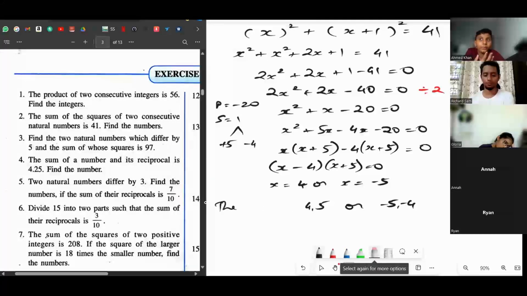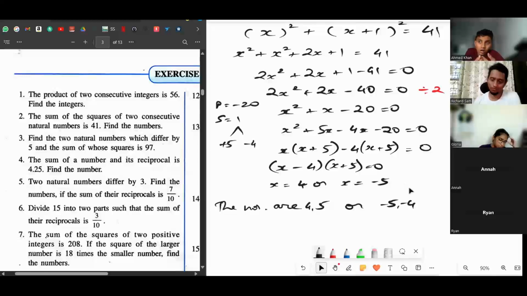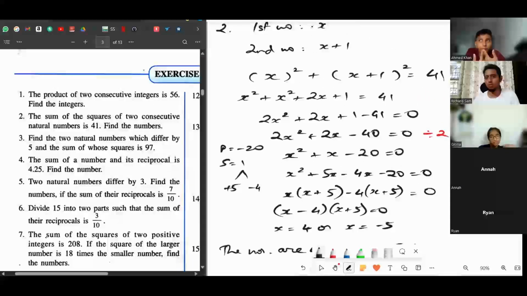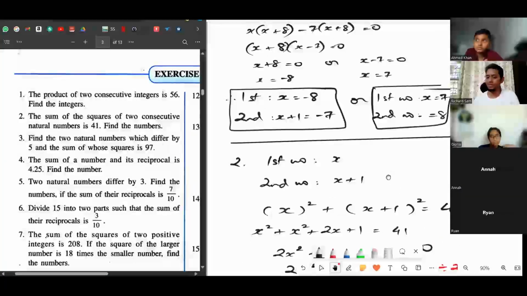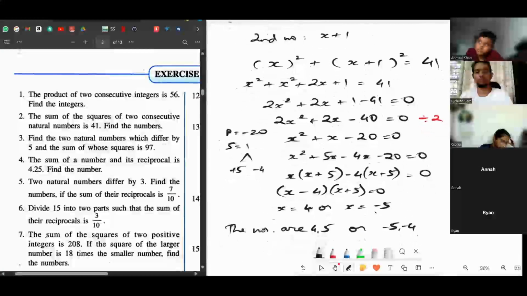Write down. I skipped that step where I'm substituting the value of 4 in the first number, second number. I did that in the previous one, no? Like this. Same way you have to do it even here. Okay, did anyone understand the third question?